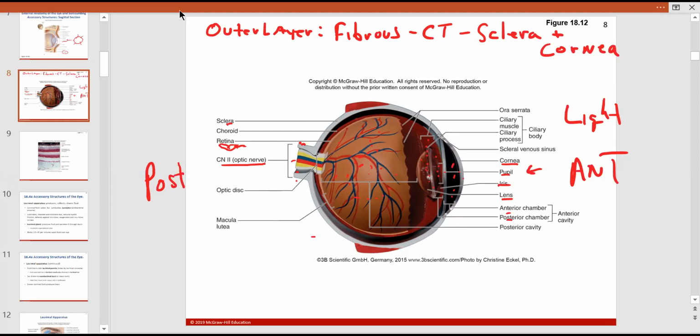And then the next layer in is called the choroid. And this is going to be the ciliary body. You'll see later on the ciliary muscle, the iris, the choroid, and blood vessels. So it's more vascular. A lot of the vascularity, all these arteries and veins, are part of the choroid layer and the ciliary body.